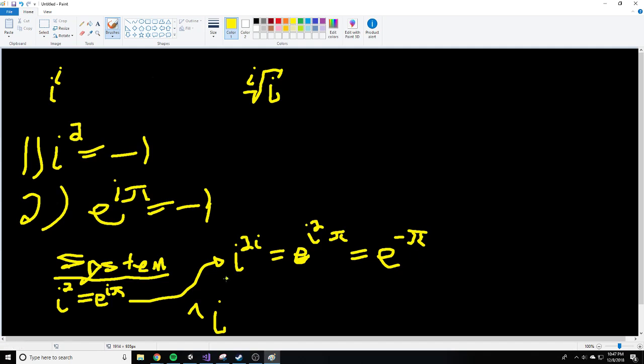And now we can take this one step further. We can take the square root on either side. We're going to end up with i to the i equals e to the negative pi over 2. And there you go, that is our first one. And now we can switch to red for this next one.